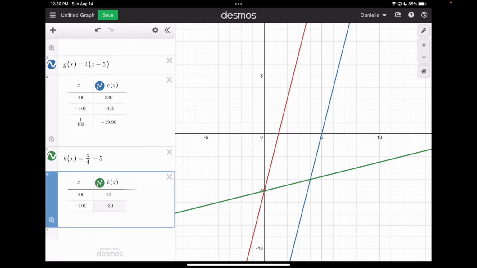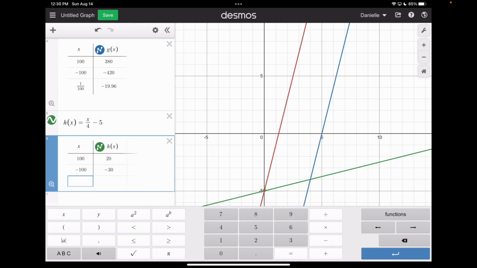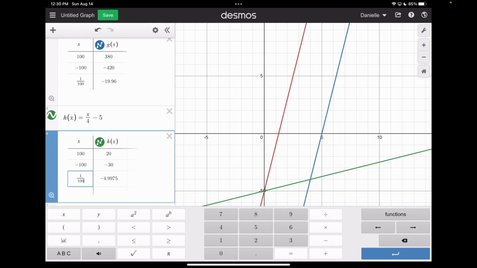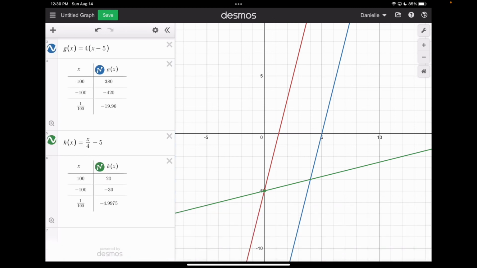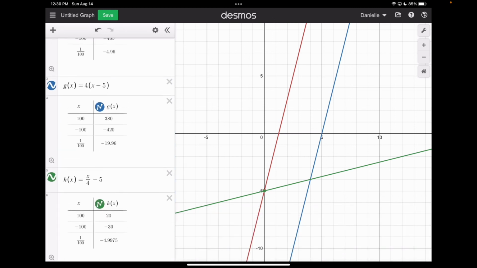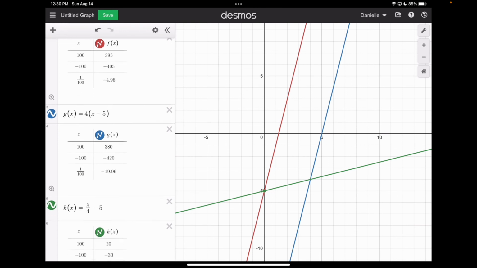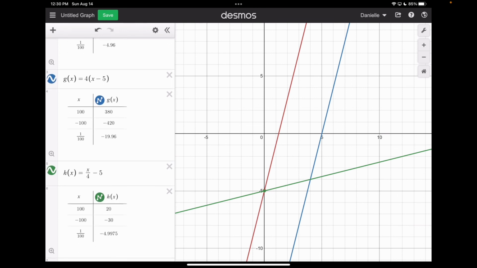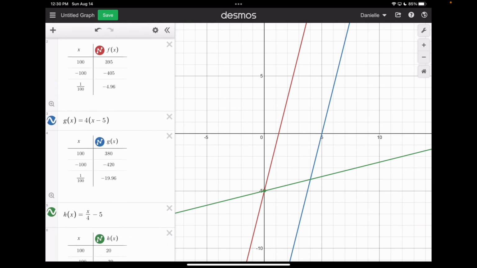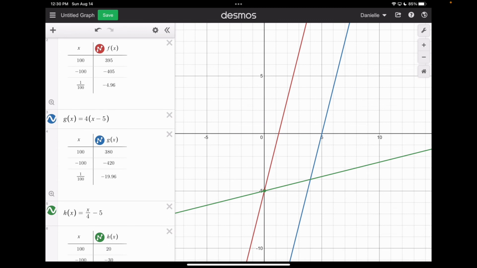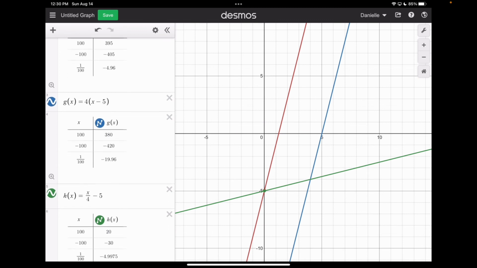Now let's look at the very last one. What are we going to get here when we put in 1 over 100? I get something incredibly close to negative 5, but still technically smaller than f. So there was a chance, but that ship has sailed. So in this case, we have a couple different results. So let's go back to our assignment and put those in.